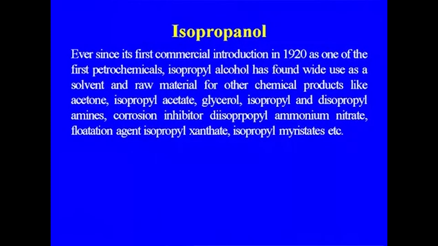Another important product which we are getting from propylene is isopropanol. As I told you, isopropanol was the first petrochemical, because the propylene was available from the refinery. Ever since its first commercial introduction in 1920 as one of the first petrochemicals, isopropyl alcohol has found wide use as a solvent and as a raw material for other chemical products like acetone, isopropyl acetate, glycerol, isopropyl and diisopropyl amines, corrosion inhibitor diisopropyl ammonium nitrate, flotation agent isopropyl hexanate, and isopropyl myristates. So, these are some of the broad range of products that we are getting from isopropanol.